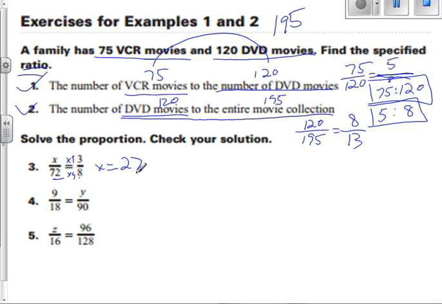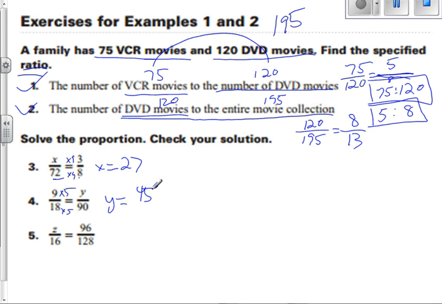All right, so let's look at number 4. Actually, these are yours, but that's okay. I'm working them out. My apologies. I know that I can multiply both by 5, 18 by 5 is 90, so multiply that by 5. Therefore, I know that y is equal to 45. 45 over 90, that's half. 9/18, that's half, so that works out.